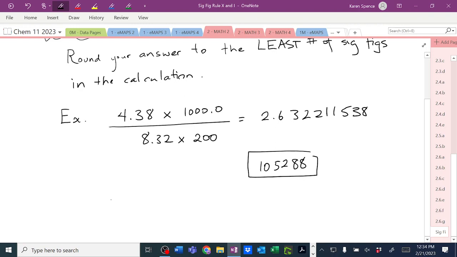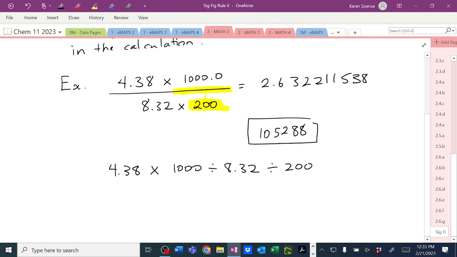So you would have on your calculator, you would type 4.38 and you would type times and then 1,000. You don't need to put 0.0 because your calculator doesn't care whether you put a 0.0 or not. And then you would divide by 8.32. Now, we are actually dividing by 200 as well. So what you should be typing into your calculator is divided by 200 and not times 200.